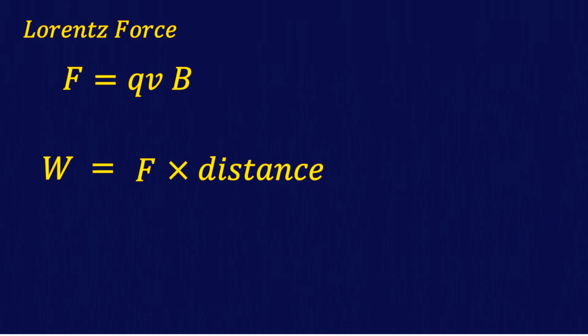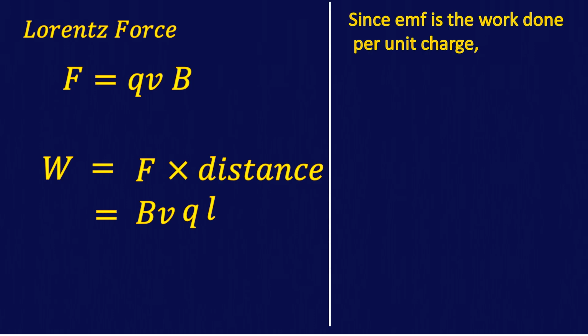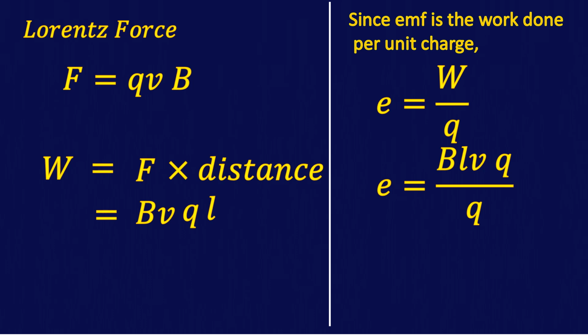So the work done in moving the charge from P to Q is force into the distance traveled by the charge. So force is qvB and the distance moved by the charge is L. So work done is equal to BvqL. Since the EMF is the work done per unit charge, EMF is equal to work done by q, so BLvq divided by q. By cancelling q, we get EMF is equal to BLv.